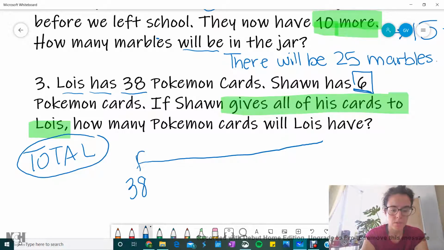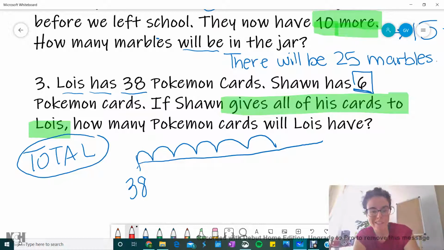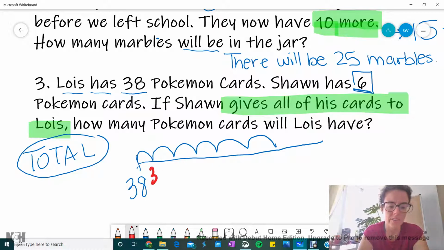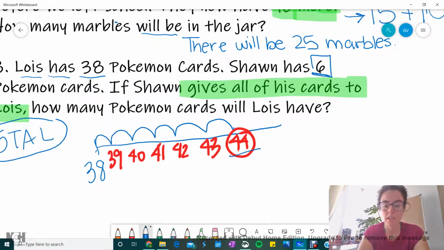So let's jump 6. 1, 2, 3, 4, 5, 6. And let's write the numbers that come next. It's addition, so we are going up. And we're going up by 1. Easy peasy lemon squeezy. 38, 39, 40, 41, 42, 43, and 44. Very good counting. Okay, so this is our answer.